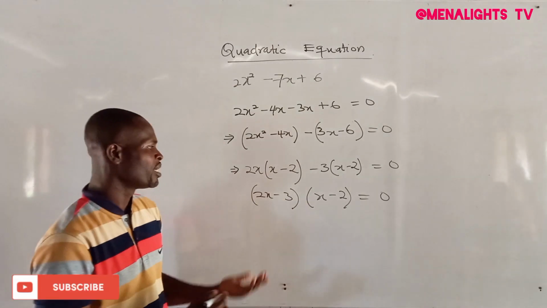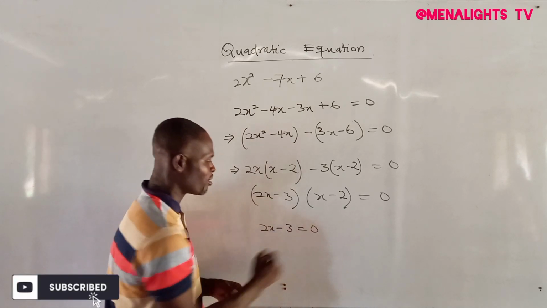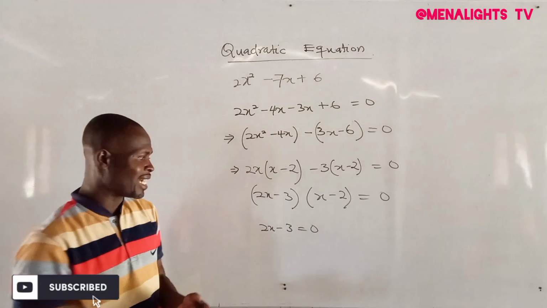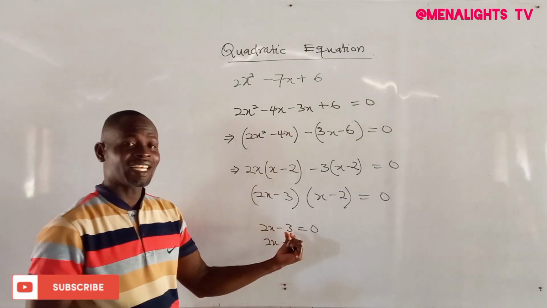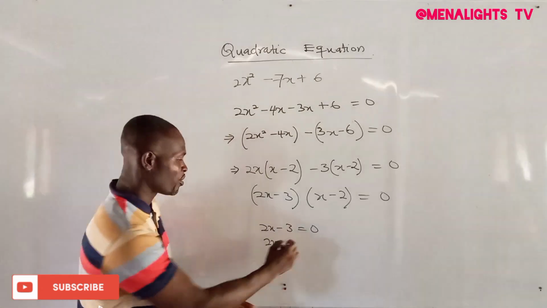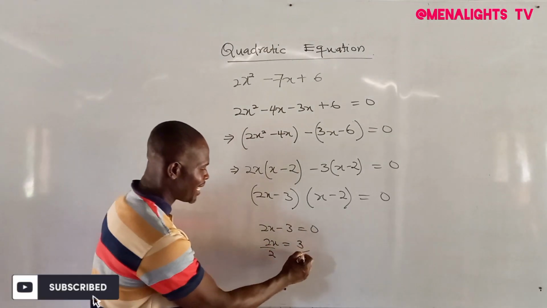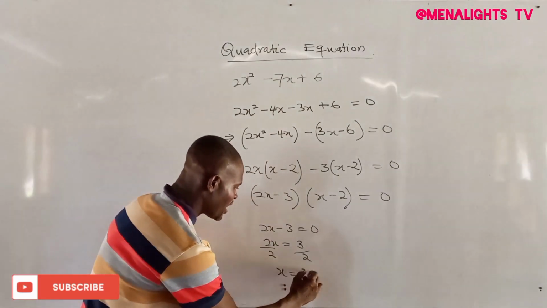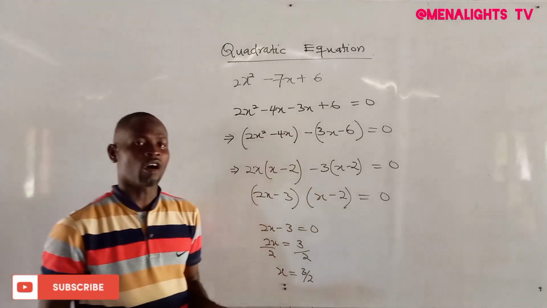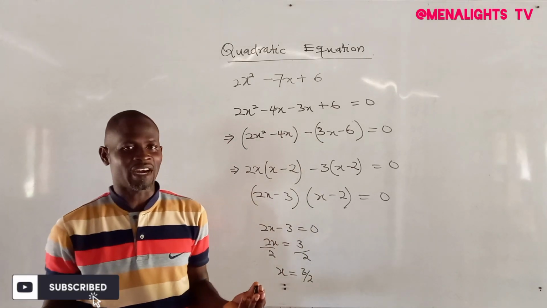So by so doing, we have the first one, 2x minus 3, which is equal to 0. We group like terms together. So 2x is equal to, the 3 is negative here, to go there becomes positive. So we have the 3 here. So divide by 2, both sides. So our x is equal to 3 over 2, or one whole number 1 over 2, or 1.5.